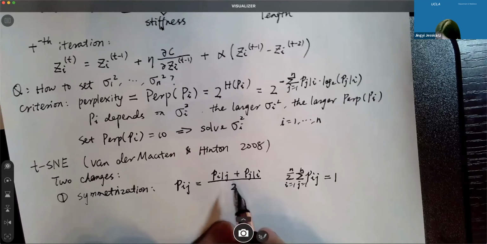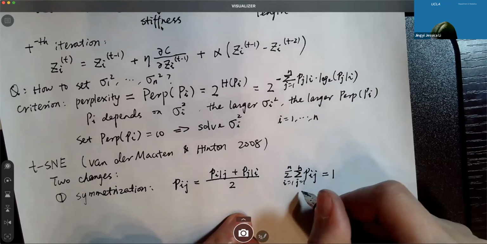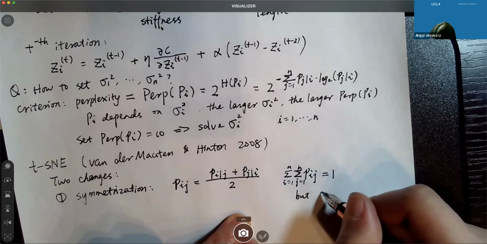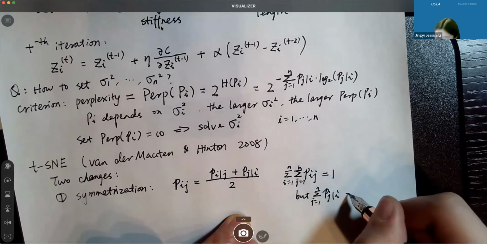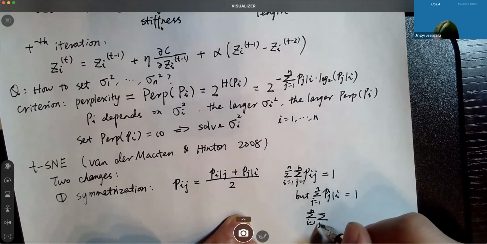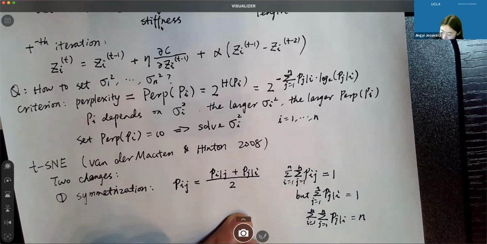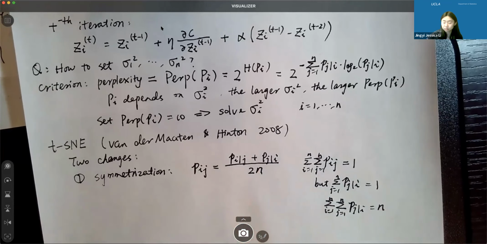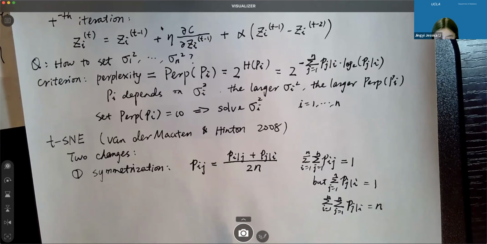But if you remember, in the previous one, it's just Pi given j that sums up to 1, right? For the Pj given i, let me put it this way: j from 1 to n sums to 1. And if you add a sum over i from 1 to n, j from 1 to n, then Pj given i will give me n instead of 1. So therefore, you want to divide by n here to satisfy your current need. You want to make the Pij all sum up to 1. So this is the first change they used to try to simplify the gradient.